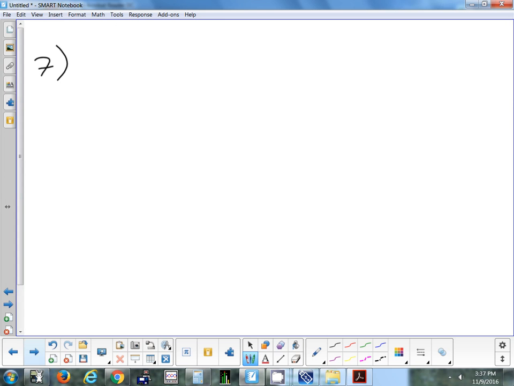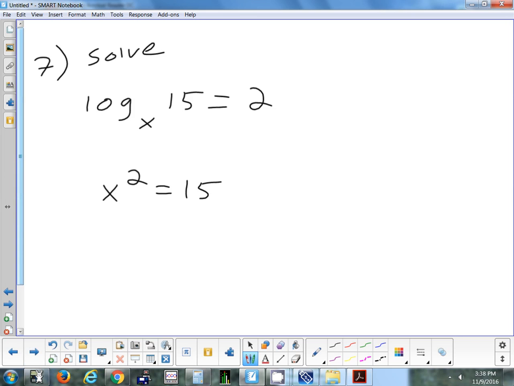How about, let's say, log base x of 15 equals 2. All right, that would be tricky. How would you solve that one? Turn it to exponential. Yep. And what would you get if you change it to exponential? x squared equals 15. And how would you solve it? That would be less than 4, just under 4.